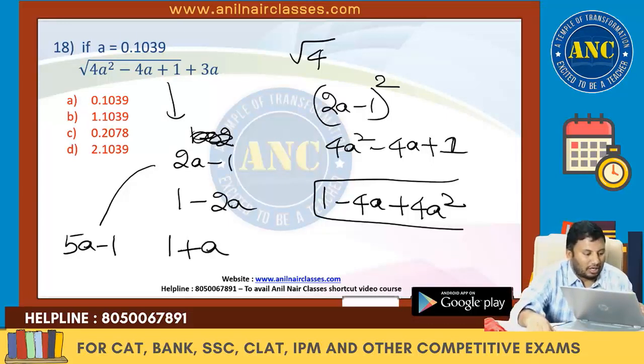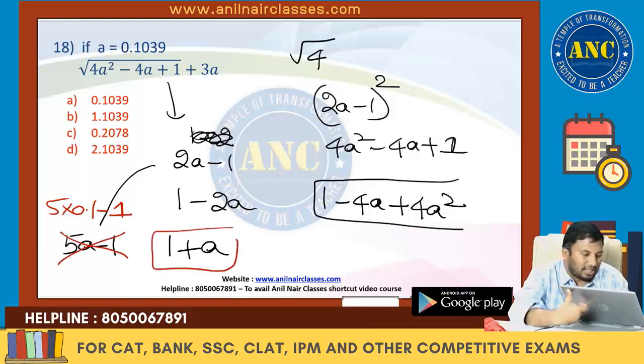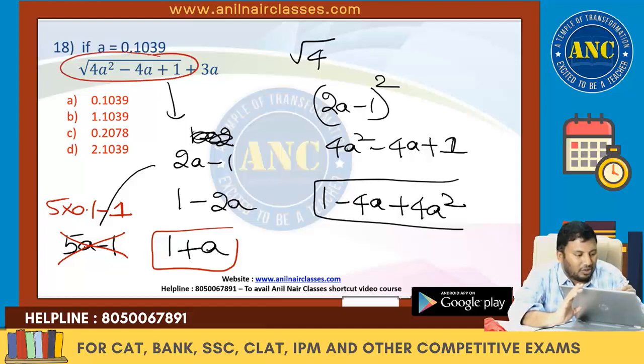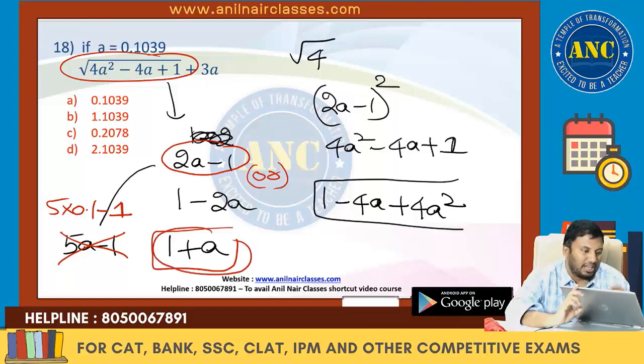5a minus 1 is not possible. a is 0.1. 5 into 0.1 minus 1 is 0.5 minus 1, it is a negative value. So answer is 1 plus a. For this value I got 2a minus 1 or 1 minus 2a. 2a minus 1 plus 3a is 5a minus 1, or 1 minus 2a plus 3a, it is 1 plus a. 1 plus 0.1039 is 1.1039.